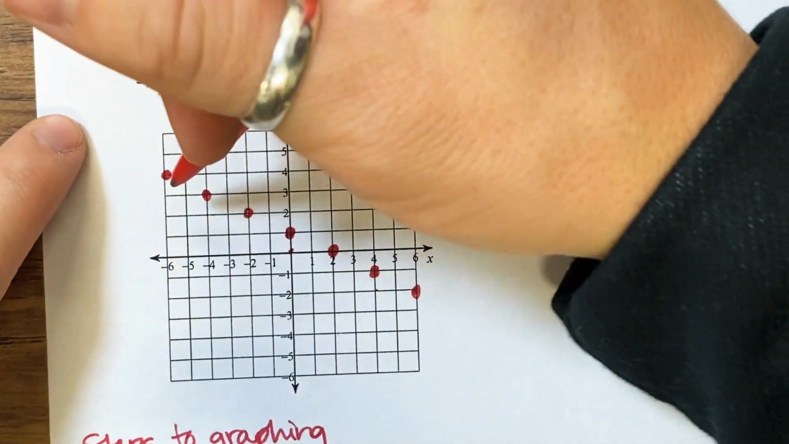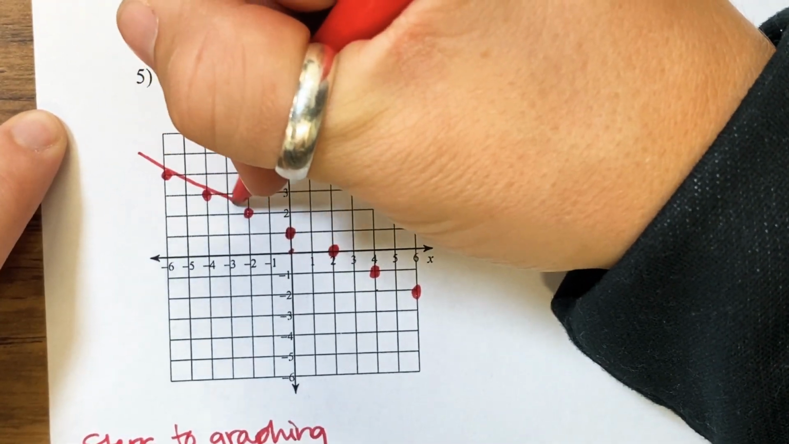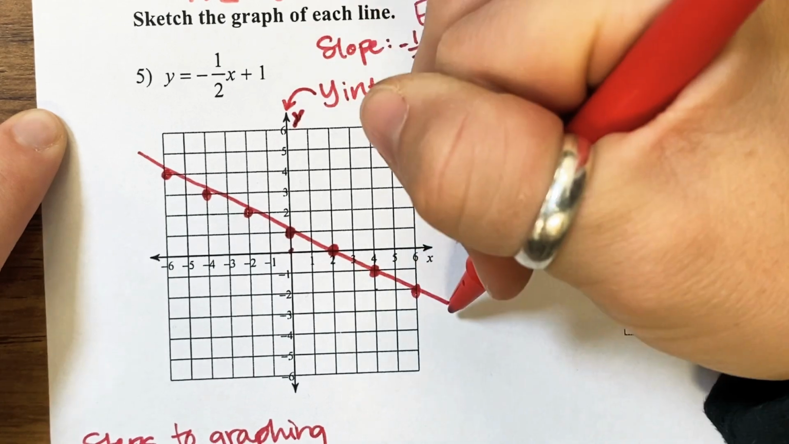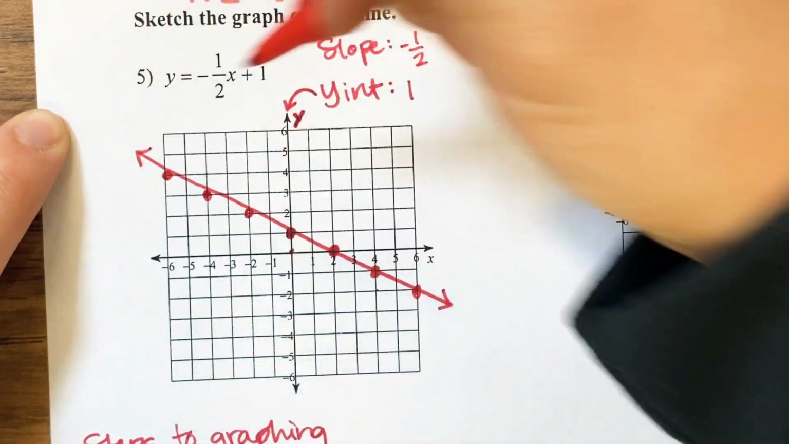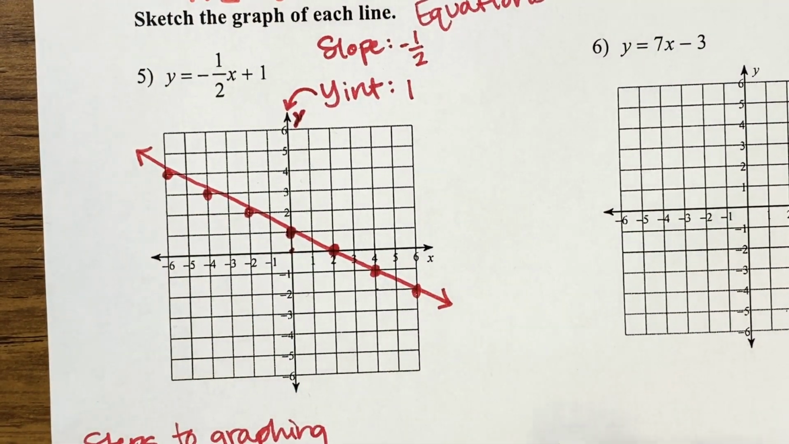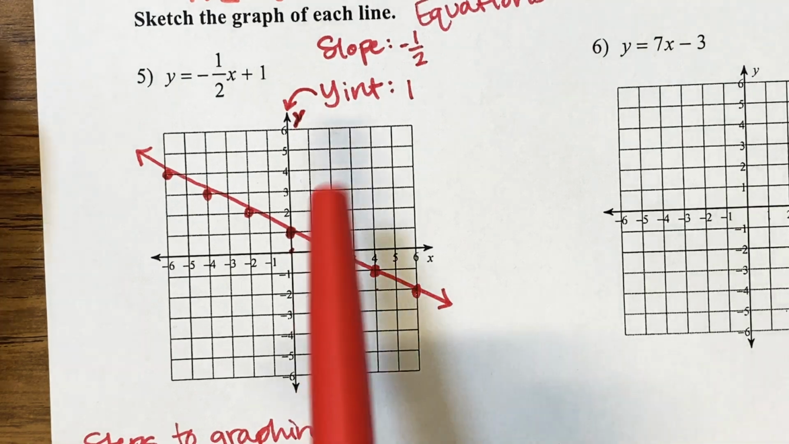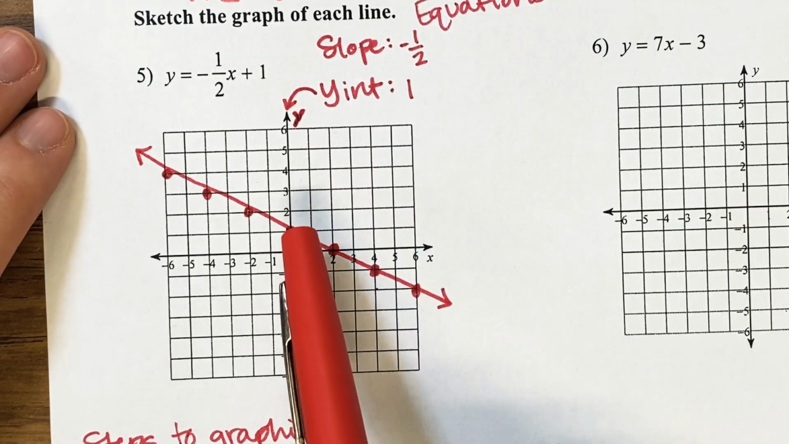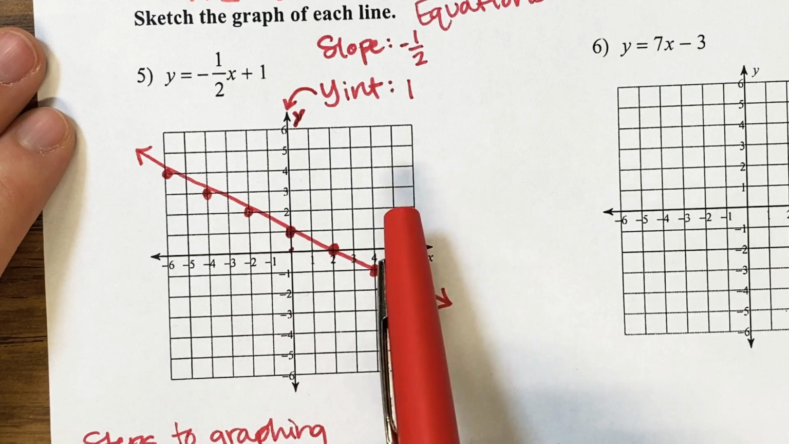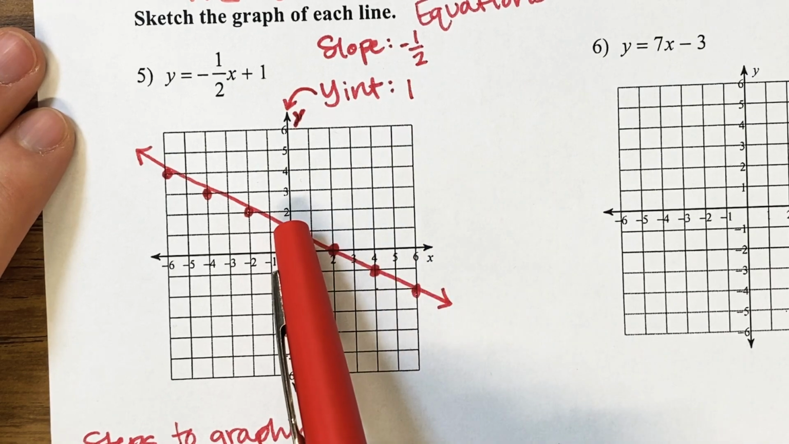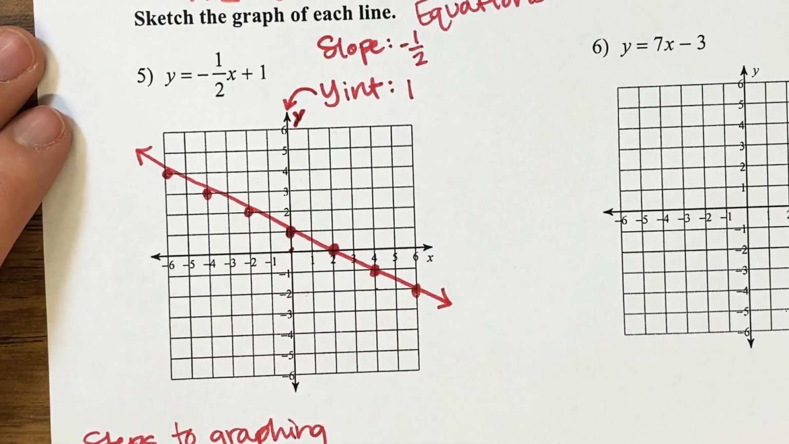And there we go. All you have to do now is connect those dots. Put arrows at both ends of your line because this line goes on forever. That's what that means. And it is graphed. That's all we have to do. We started with our y-intercept, which was at +1 right there, and then we used our slope to go down 1 and over 2.